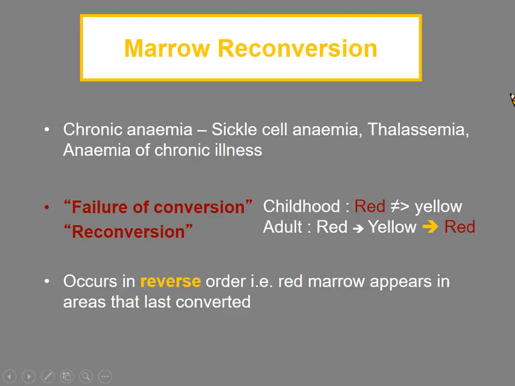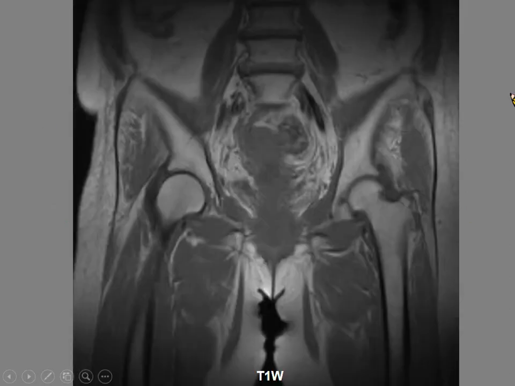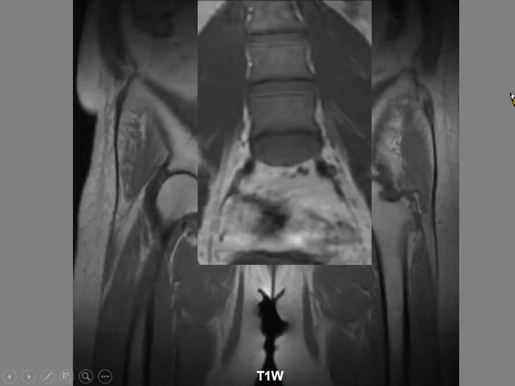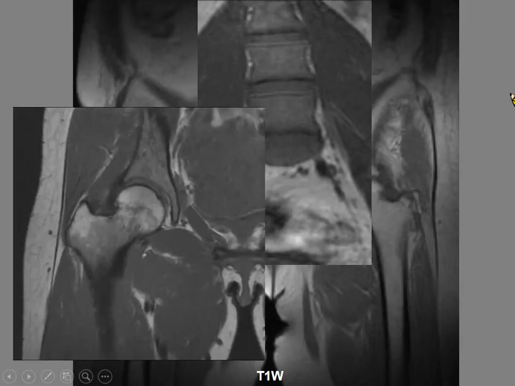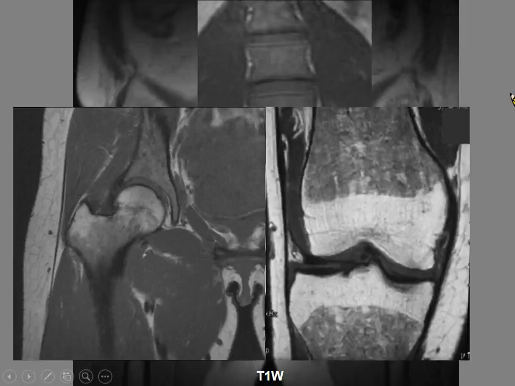We have seen that marrow conversion occurs in a very organized manner, and likewise, marrow reconversion also occurs in a very organized manner, but in the reverse order of marrow conversion. So as an example, in this patient, if marrow reconversion were to occur, it would first affect the spine, and it would have a low T1 weighted signal like so. If this were to progress further, it would then spread to the pelvis and the proximal femur, giving it a low T1 weighted signal. And in extreme cases, if the need for increased hematopoietic marrow were to persist, this could extend further to give you something like this, although this is quite uncommonly encountered in clinical practice.